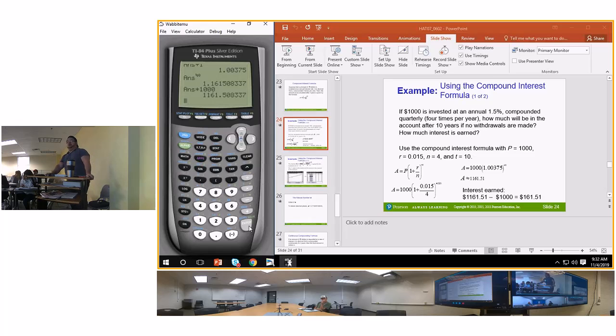Now somebody tell me what that extra money is called. Interest. 161.51. What is that called? Interest. So if they ask you what is the interest, you don't say 1,161.51. Subtract 1,000. The interest is what is over the principal. You put in $1,000. That's your money. Okay?